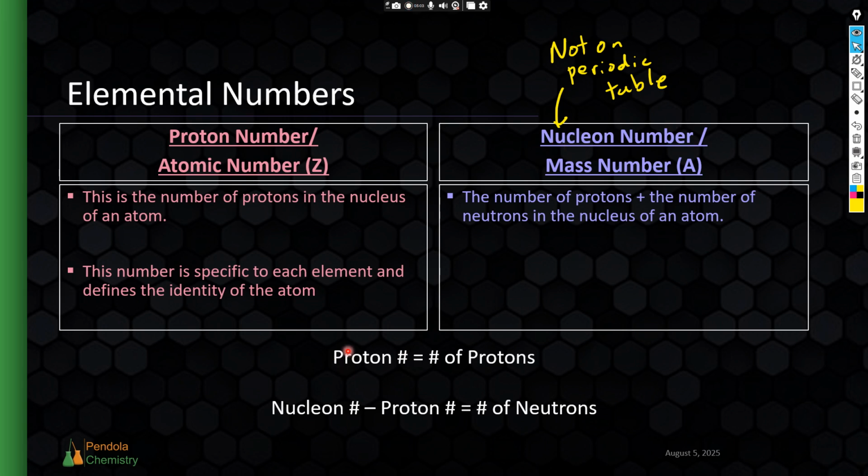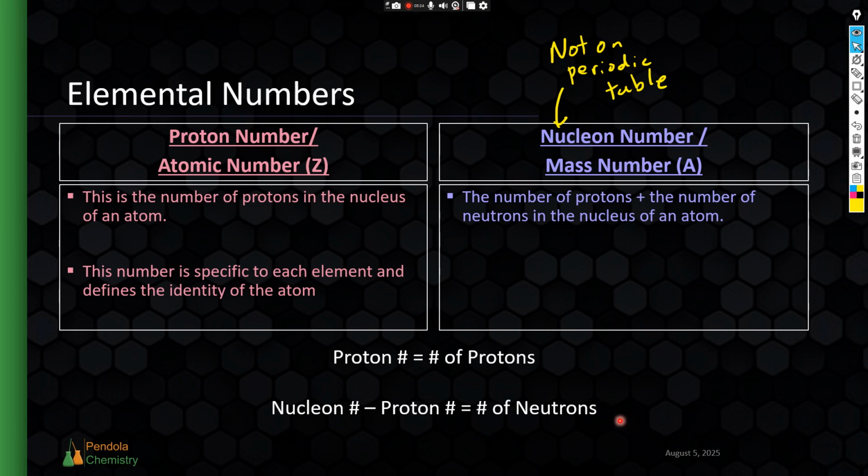Now, if you ever want to know the number of protons of an element, all you have to do is look at the proton number, the atomic number. So that's something that you should keep in mind. If you're ever asked how many protons a particular element has, all you have to do is look at the atomic number or proton number on the periodic table, and that is the number of protons.